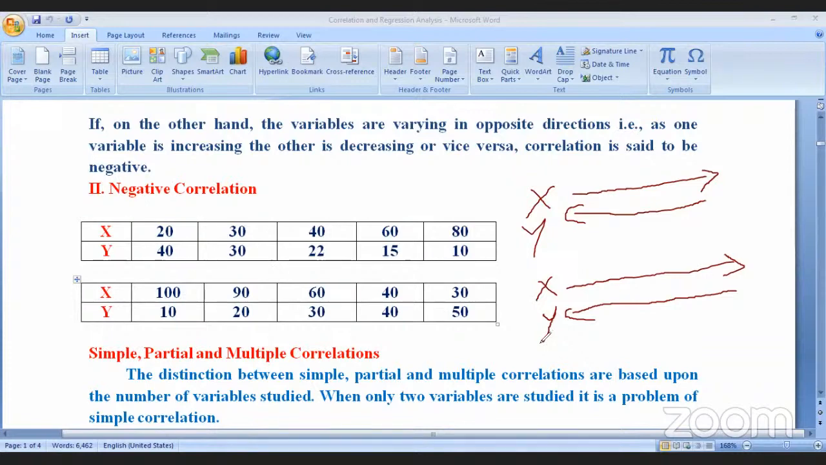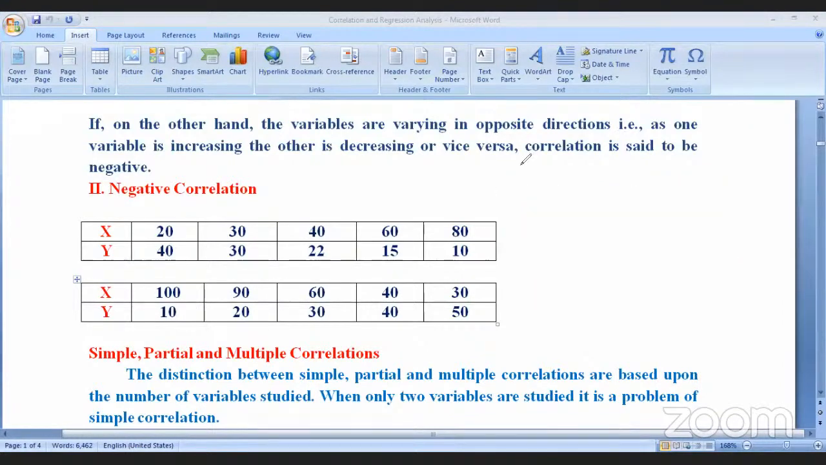So this type of problem we call negative correlation. In positive correlation, both x and y values are in increasing order or decreasing order. That correlation is said to be positive correlation. In negative correlation, x is increasing and y is decreasing, or y is increasing and x is decreasing. These types of problems are called negative correlation. I think you understood positive and negative correlation. If you have any doubt regarding these two, you can ask.